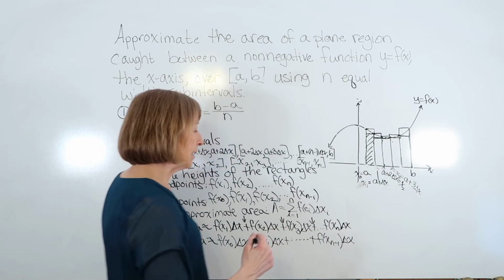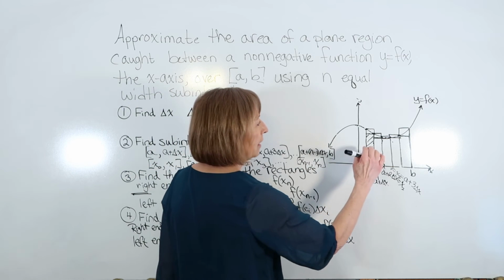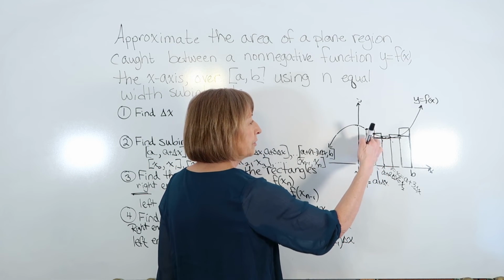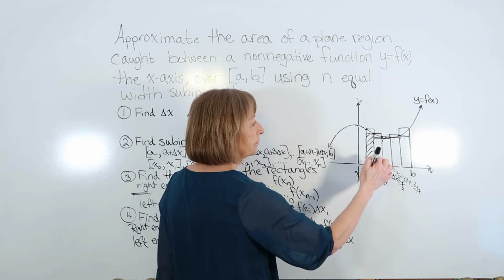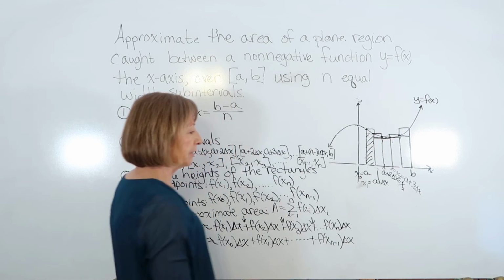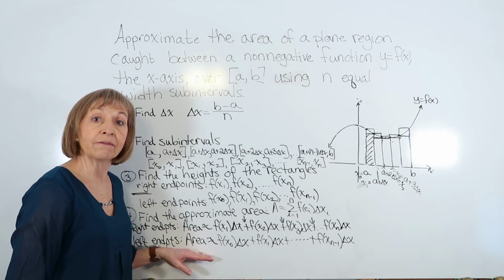And then with these, adding them up, whichever one we do, the left or the right endpoints, when you add up those areas, you get an approximate value for the area of the overall thing.